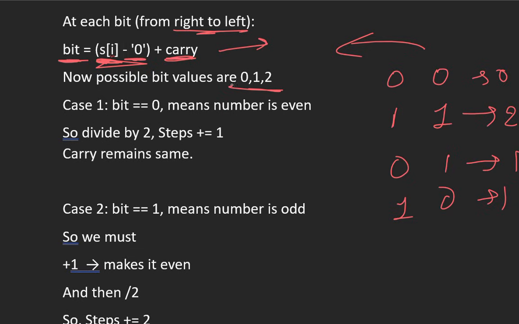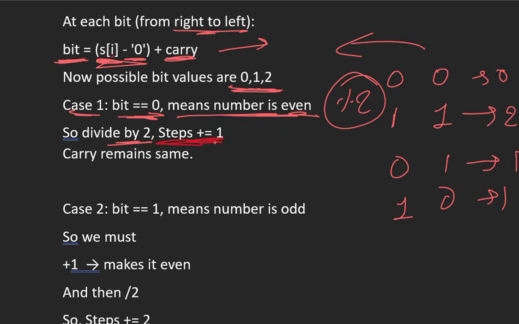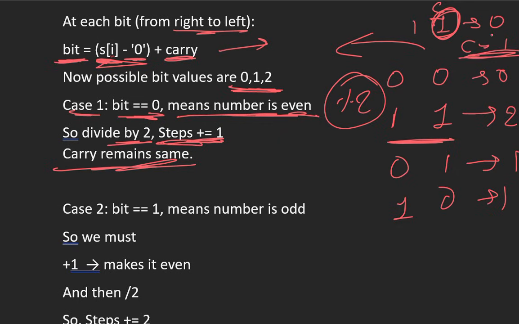Now let's see the different cases for all these possible values. Suppose case 1, the bit value that we get is equal to 0, that means the number is even. So in even, we have to directly divide by 2, so we will be increasing steps by 1, and our carry will remain the same, right? If you see here, 1 and 1 in binary will give us 0, and carry will be 1. So you see, the carry is intact, it hasn't changed.